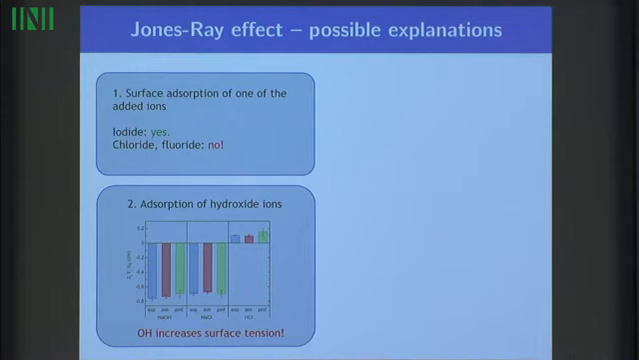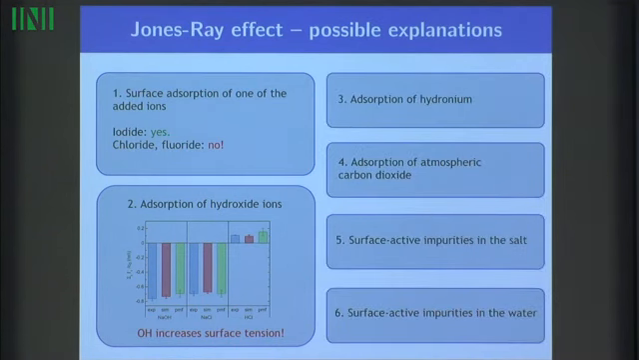And there are a few different explanations, which I'll just show you briefly. Yeah. So there's the surface adsorption of one of the added ions. This is maybe true for iodide, but we see the same minima for chloride and fluoride, so that cannot be the general explanation. Adsorption of hydroxide ions would work very nicely with the negative effective surface charge, but that doesn't work either, because the hydroxide here, yeah, so this is again the surface axis, is very negative. So the hydroxide is being repelled from the interface.